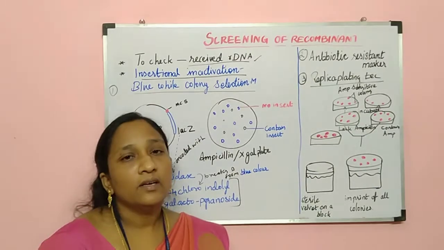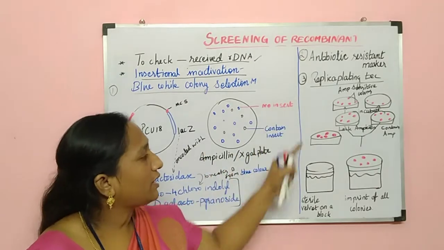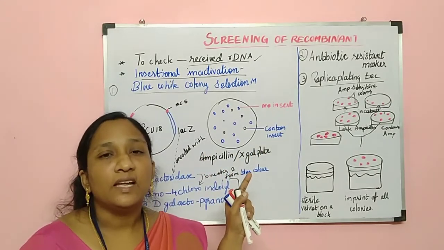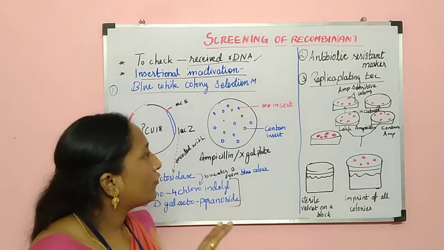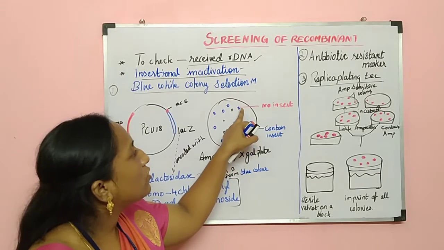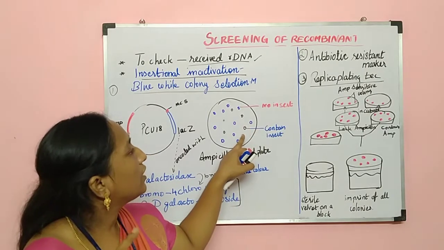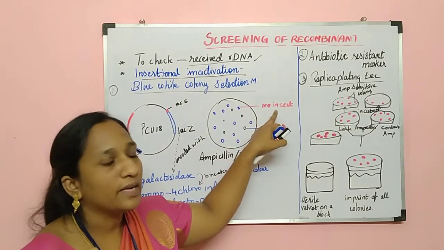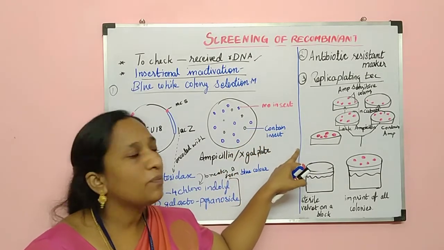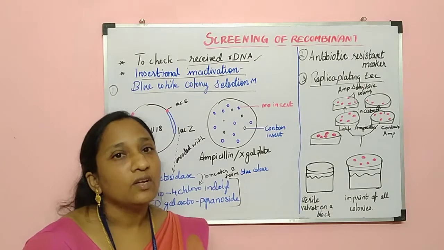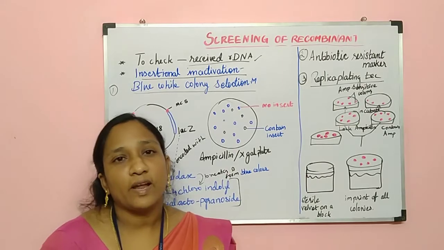By this method we can easily identify, in this type, whether the gene has been inserted. If blue color is formed, the gene is not inserted. If there is no blue color formation, we can confirm that it contains the inserted gene. If you can't understand this now, let's learn the procedure, then you can easily identify it.